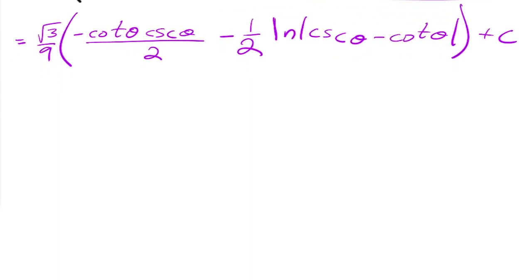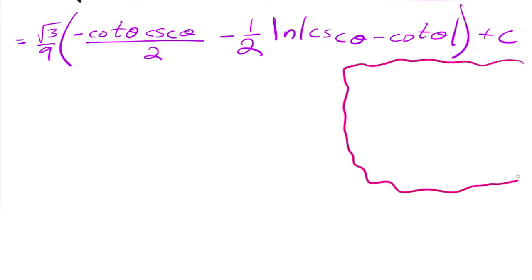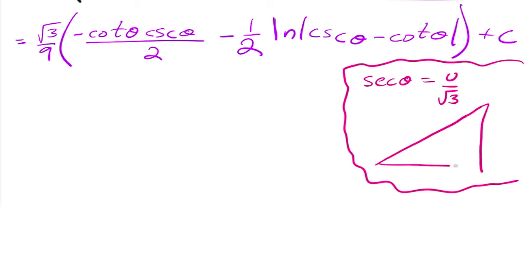All right, so now we need to just go back to the original variable. So to do that, let's do a little bubble here. All my other stuff is gone at this point. But I had that secant theta is going to be u over square root of 3. So let me make a little right triangle here to show that. So I've got theta. Then that means this side is going to be u, this one's going to be square root of 3, and so then I have the square root of u squared minus 3 for that side.